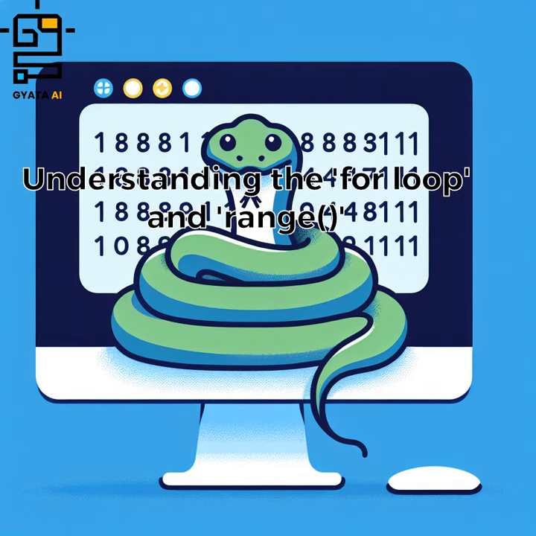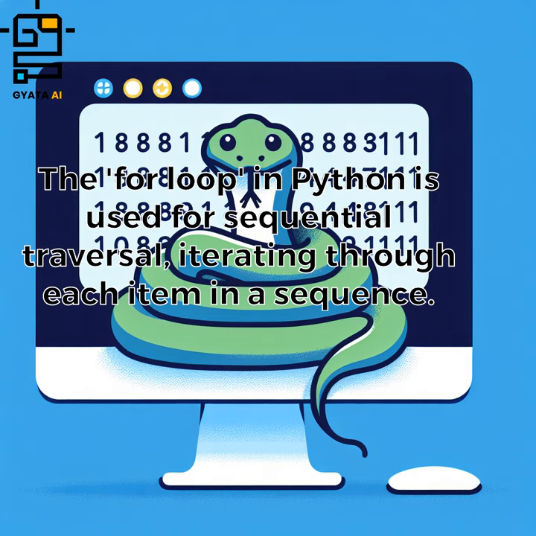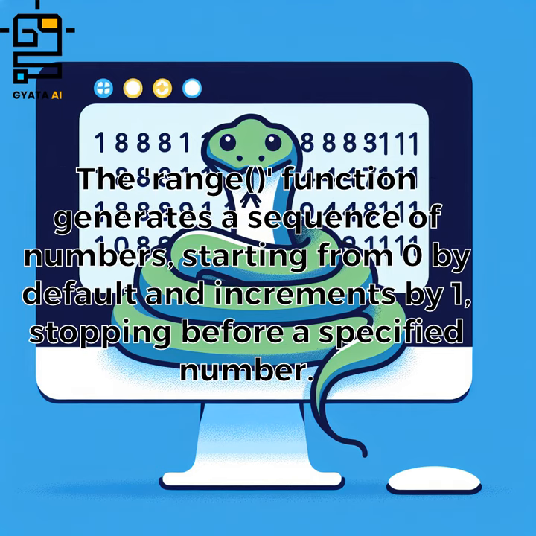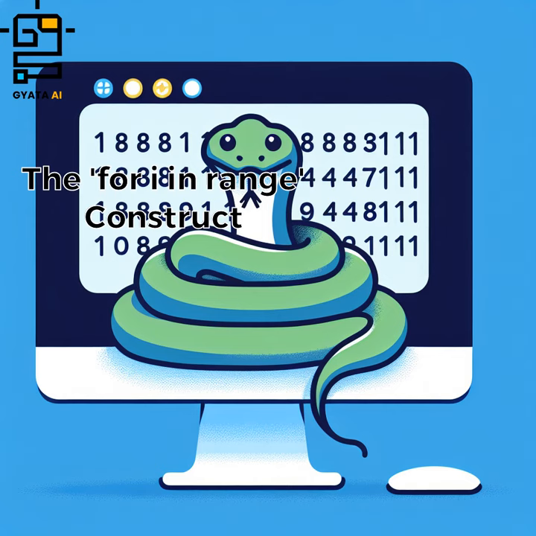Understanding the for loop and range. The for loop in Python is used for sequential traversal, iterating through each item in a sequence. The range function generates a sequence of numbers starting from 0 by default and increments by 1, stopping before a specified number. The for i in range construct.